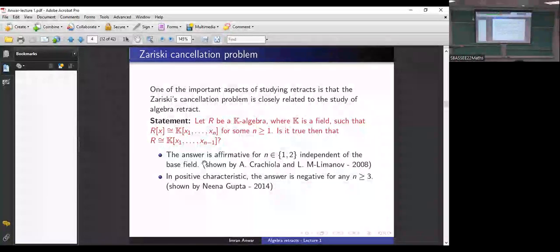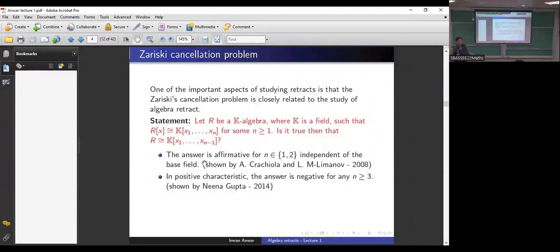But this case was very important because in positive characteristic, she gave a proof that this is not possible. The Zariski cancellation problem claim does not hold for n greater than or equal to 3. But why is it not trivial? Because it feels like a trivial problem. It is some kind of hypersurface. I will explain. This is the main crux.